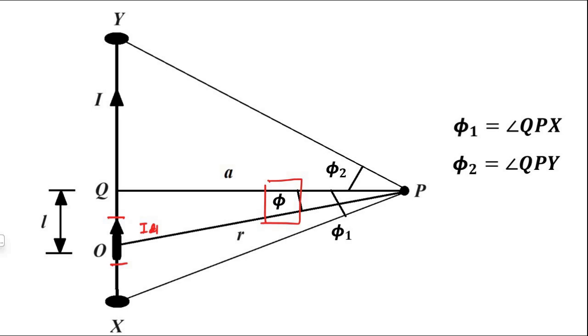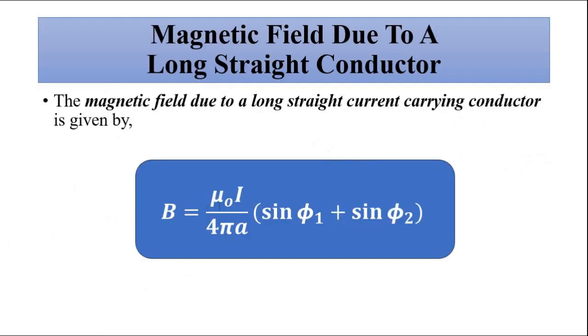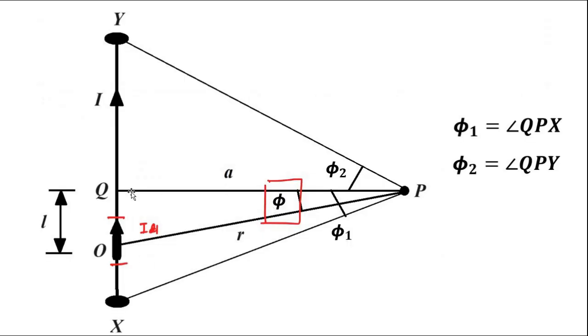We are not going into the derivation part. So that is given by mu 0 I by 4 pi a into sine phi 1 plus sine phi 2. Here a is the distance of the line joining the point where we want to determine the magnetic flux density and where it touches the conductor, QP. This is not the midpoint, okay, my mistake.